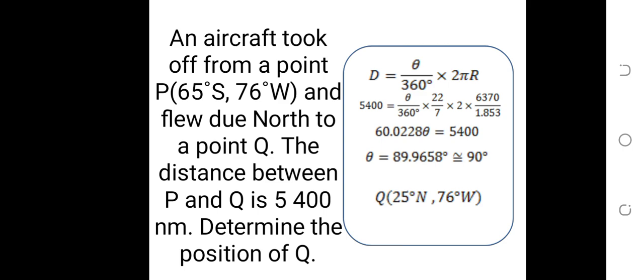An aircraft took off from a point P, 65 degrees south, 76 degrees west, and flew due north to a point Q. The distance between P and Q is 5,400 nautical miles. Determine the position of Q.